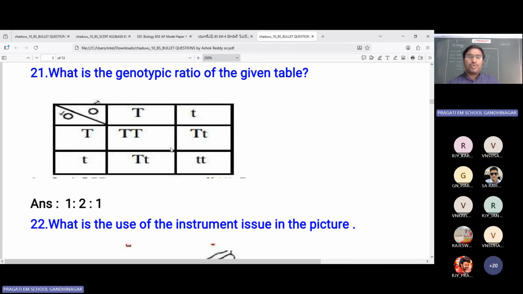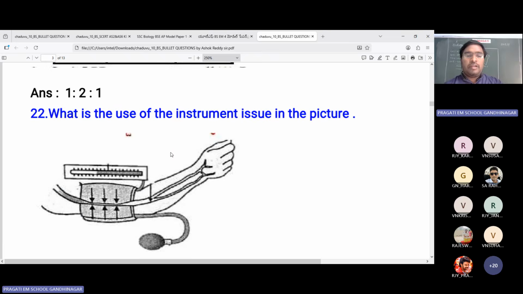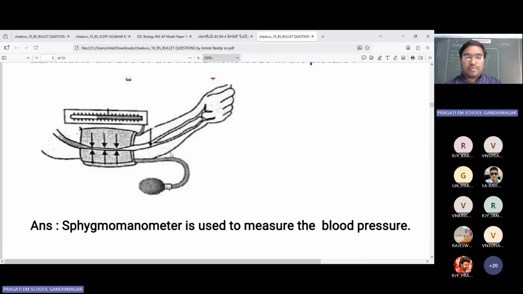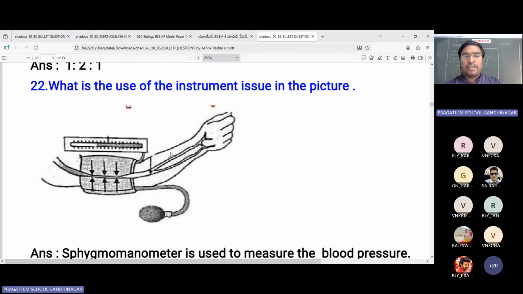1:2:1. That is a genotypic ratio. Now, let us see this instrument. This is the last year 1 mark question, children. Last year public exam. This is the 1 mark question.